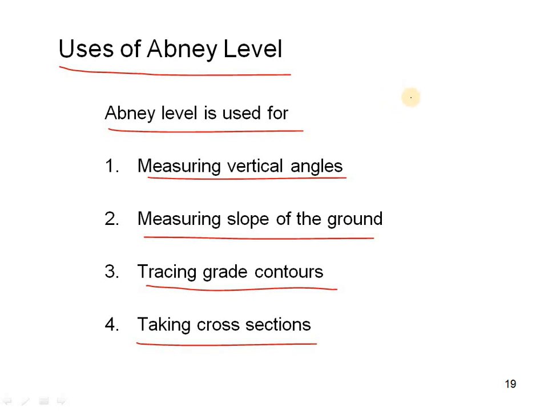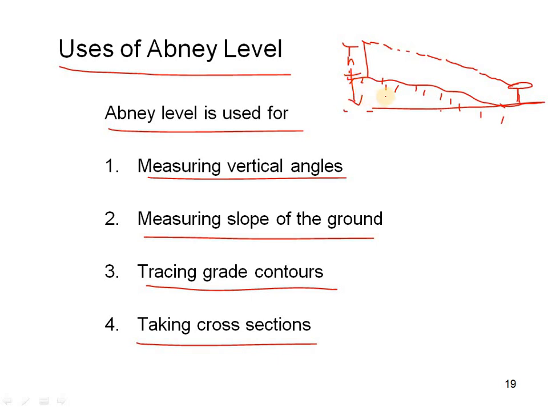So the vertical angles, how will it be there? Suppose there is some height of an object, and this is the bottom of the place. If we are here on the ground level, we hold the Abney level instrument here, and from this we can see the vertical angle. Vertical angle means the inclined angle. In this way we can measure the height of the object also. So the height will be up to here also. So these are the vertical angles, and the slope of the ground also.